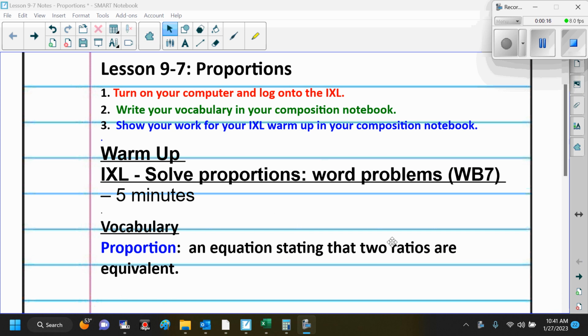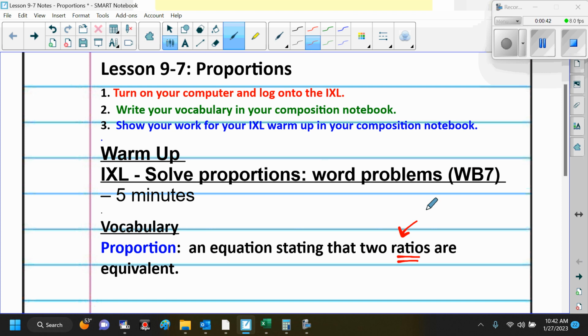So, a proportion. A proportion is an equation stating that two ratios are equivalent. What's a ratio? Good. So, ratios are a comparison. And how did we write those comparisons? When we were doing calculations on them, how did we write them? We wrote them as a fraction. Very good. So ratios are fractions.